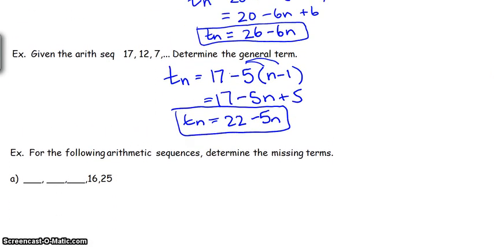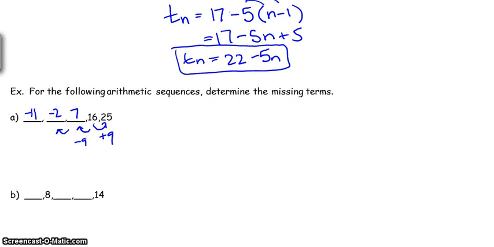Now let's find some missing terms in a sequence. If I give you two terms right beside each other, you can just take one term, subtract the previous term to find the common difference. In this case, 9. And then if you want to go the other direction, you would just subtract 9 each time, and you could fill in the rest of the sequence. That should be no problem right there.